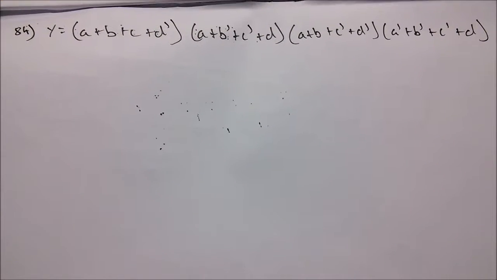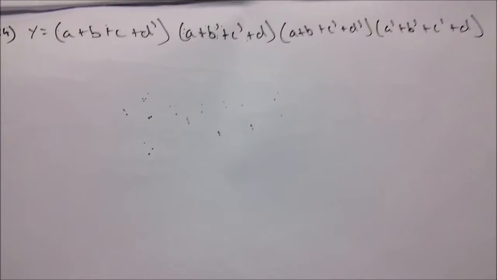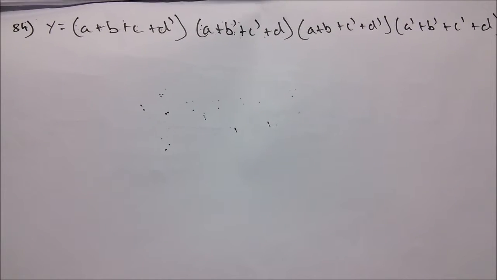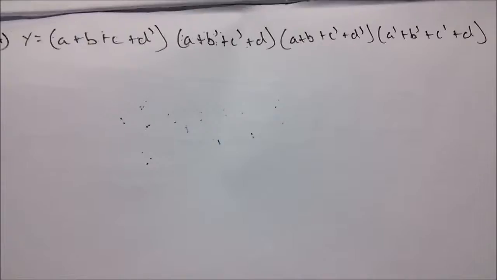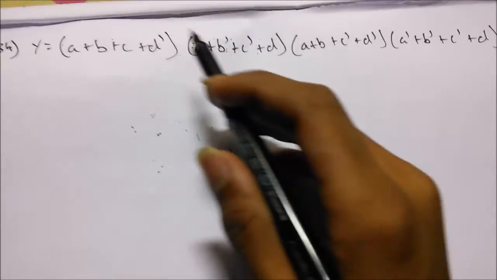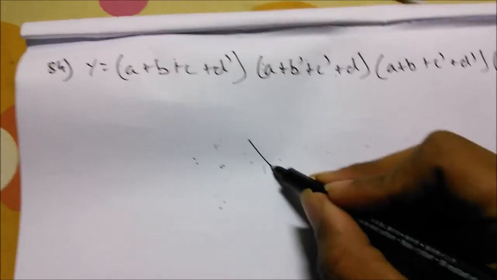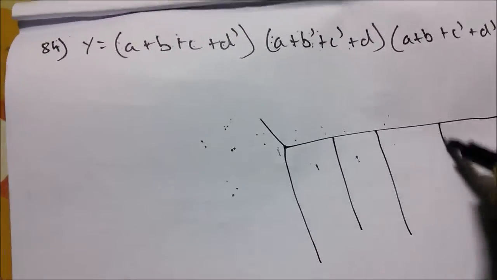Now in the next question, we are given the following equation and asked to plot it on a K-map. Now we can see that this is in the pi form or the product of sums form. And there are 4 variables involved, A, B, C and D. So we'll have a 4 variable K-map with 16 squares.